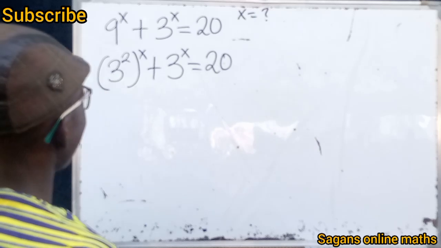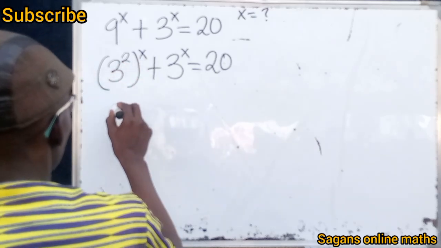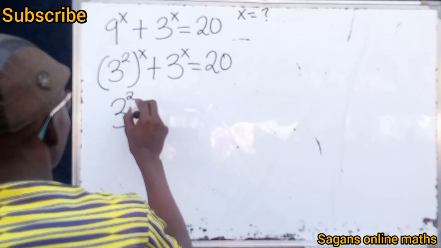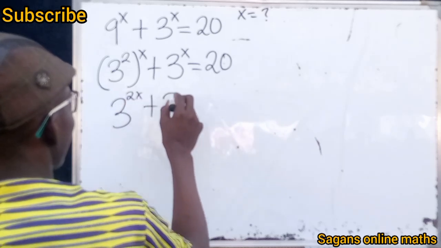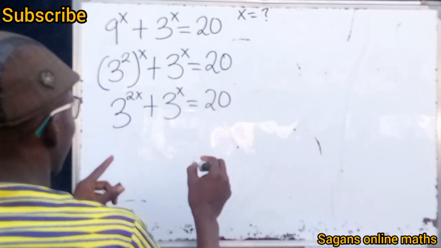Now, remember the index inside the parentheses can multiply the index outside the parentheses. So now this is 3 raised to the power of 2x, plus 3 raised to the power of x equals 20. Because this is 3 raised to the power of 2x.